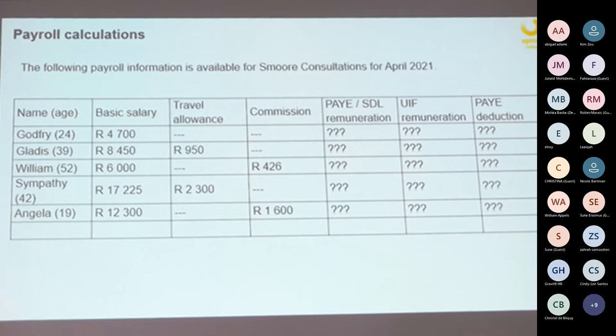Do you agree? And now I'm sitting and waiting for someone to verbally answer, but I forgot you guys are not on mics. Do you agree? 4,700 rand is going to be included in his salary. Okay. UIF remuneration, is it going to be different? What's the difference between UIF remuneration and PAYE and SDL remuneration? No commission, no deductions. So, is UIF remuneration also going to be 4,700? You agree? Everyone agree? Guys, please say yes or no.